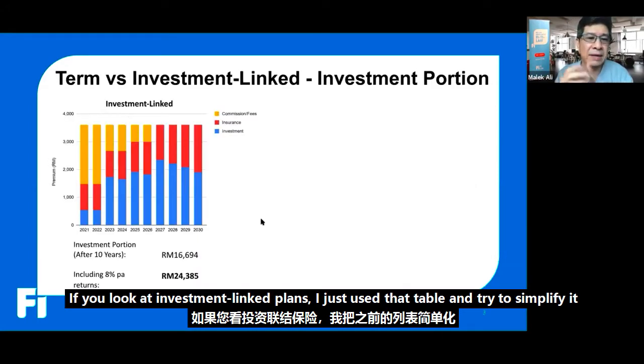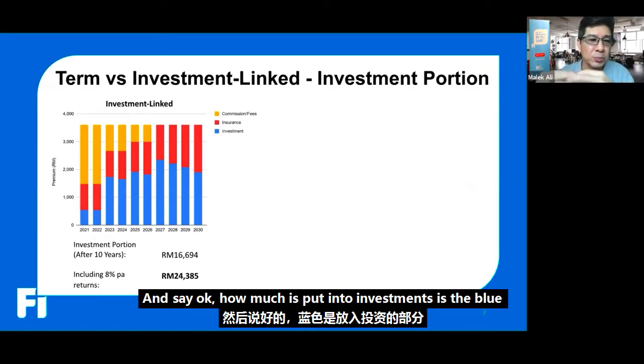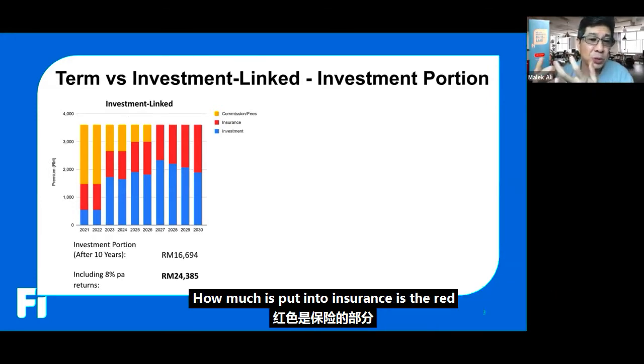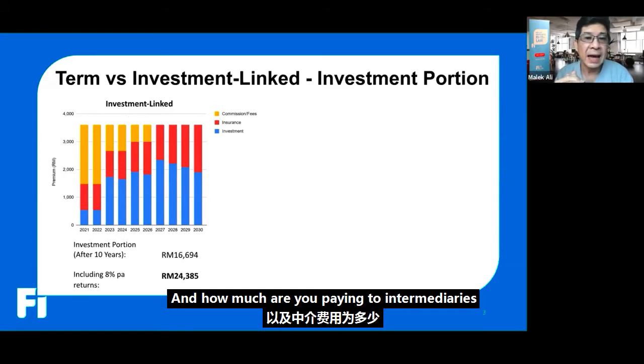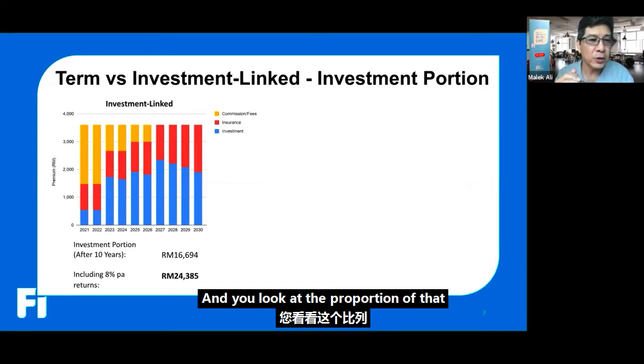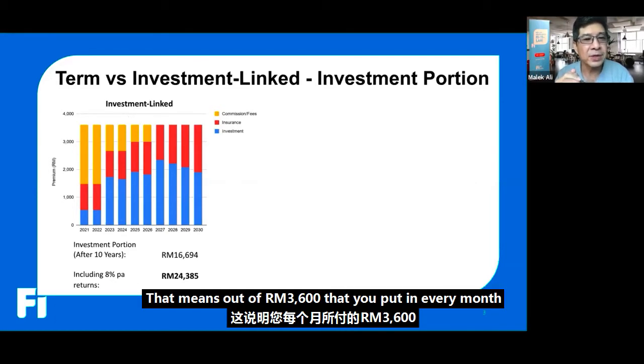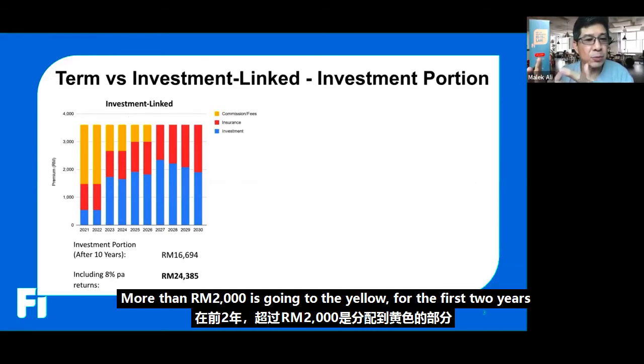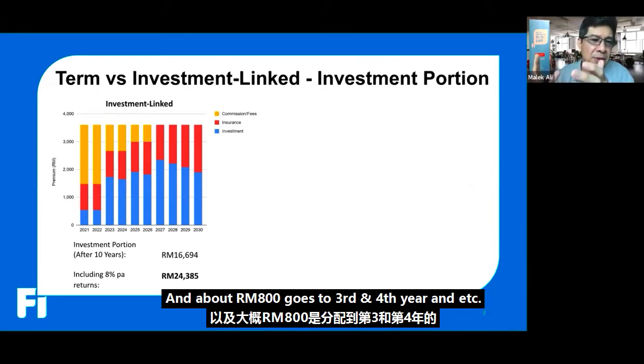If you look at investment-linked plans, I just used that table and tried to simplify it to say, okay, how much is put into investments is the blue. How much is put into insurance is the red. And how much you are paying to intermediaries in terms of commissions and fees is the yellow. And you look at the proportion of that. That means out of the 3,600 that you put in every year, more than 2,000 is going to the yellow for the first 2 years, and about 800 is going to the third and fourth years, and so on.